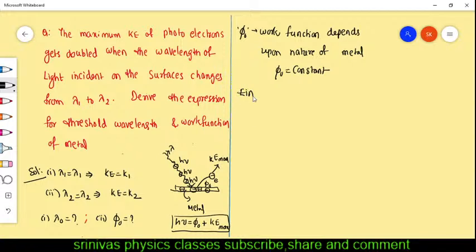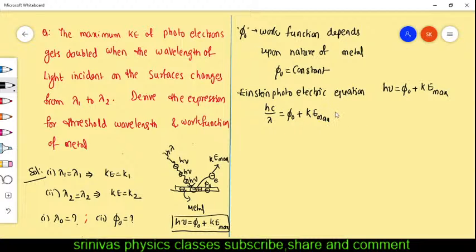Then, Einstein photoelectric equation, what do you know? Do you know the Einstein photoelectric equation? hν is equal to phi naught plus KE max. In the question, they did not give the frequency, so we convert into wavelength. C by lambda is equal to phi naught plus KE max. This is the general equation, no need to label it as equation 1. It is the formula that we are using. What we wrote here, nu is equal to C by lambda. Now, this one we can apply for the first case.